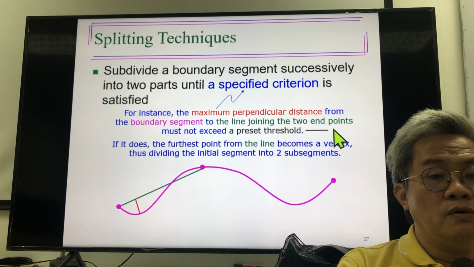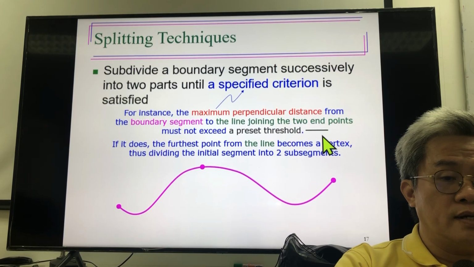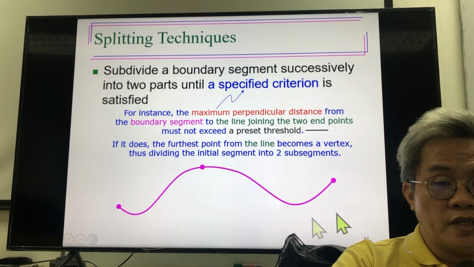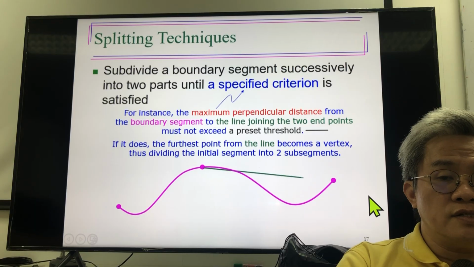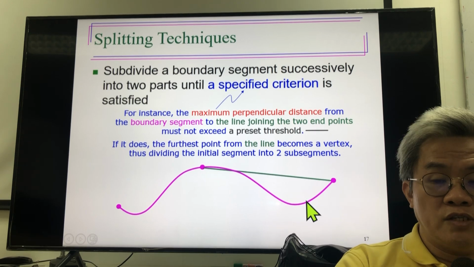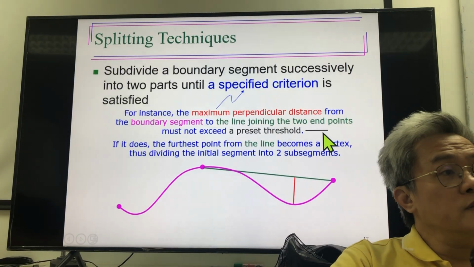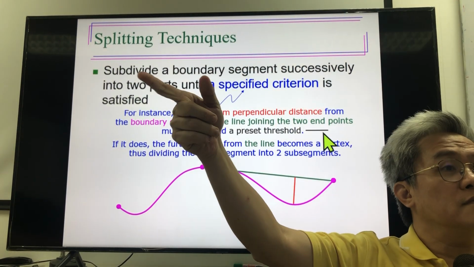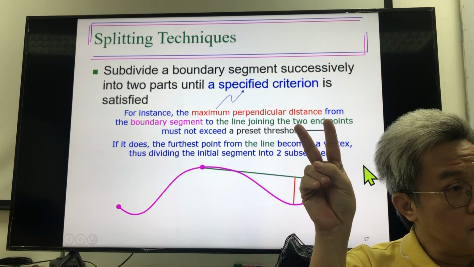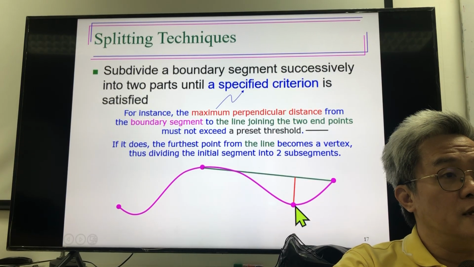So you end up with this one. However, this curve segment is represented by this straight line, and you can see that the maximum error between the curve and the straight line is more than the threshold. Once it's more than the threshold, you repeat. That means you got to split this curve into two parts. This is the splitting point.